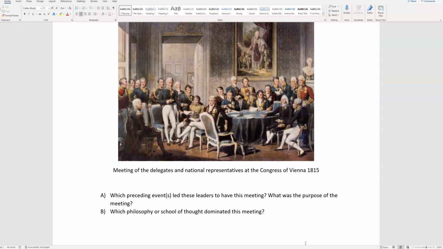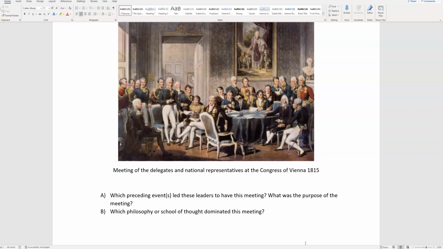Okay, let me see. Which philosophy or school of thought dominated the meeting? Thesis: the philosophy that dominated this meeting was conservatism. That's the thesis. Evidence: conservatism is the idea that change should be managed slowly, and basically, new ideas should come in slowly or not at all. And these people wanted to reverse the effects of liberalism caused by the Enlightenment.